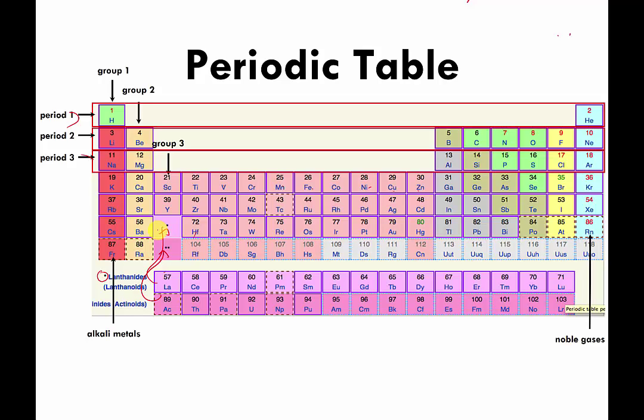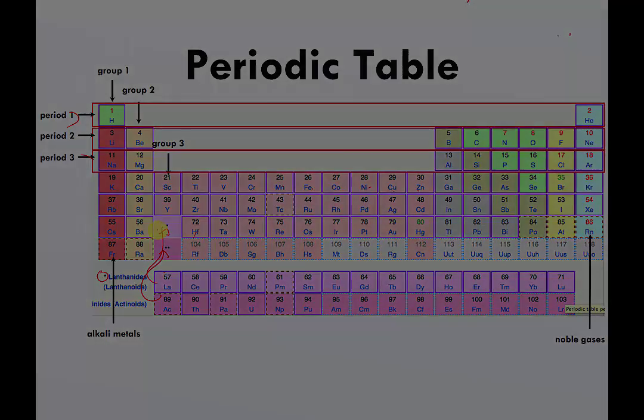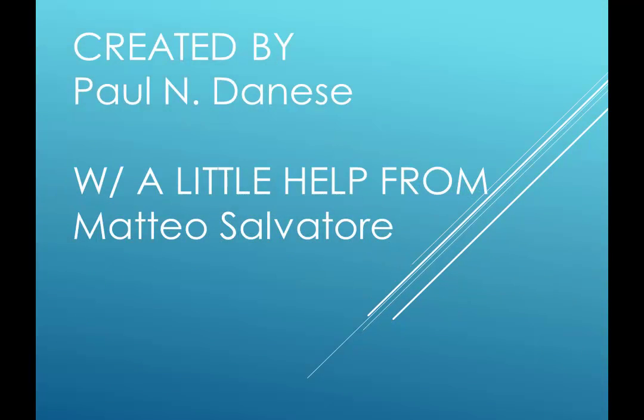So that's all I really want you to know about the periodic table. The idea is that it has this weird shape because atoms are trying to be grouped together based on similar features that they have.